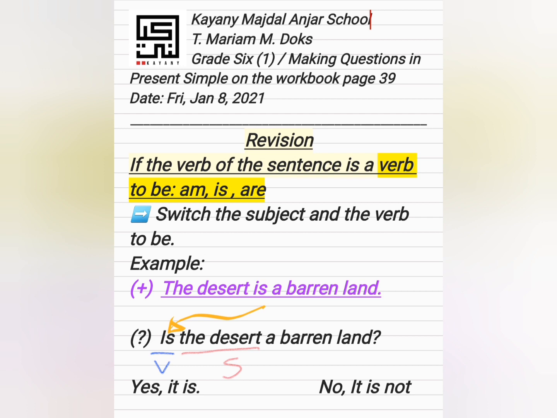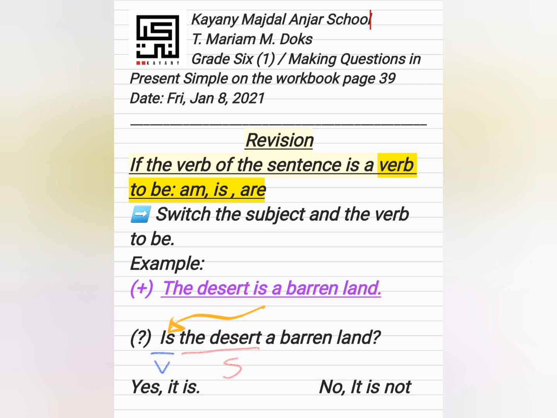Let's do some revision. If the verb of the sentence is a verb to be, is, are, we have to switch the subject and the verb to be to make a yes or no question. For example, the desert is a barren land. We switched the verb and the subject and it becomes: is the desert a barren land? Yes, it is.